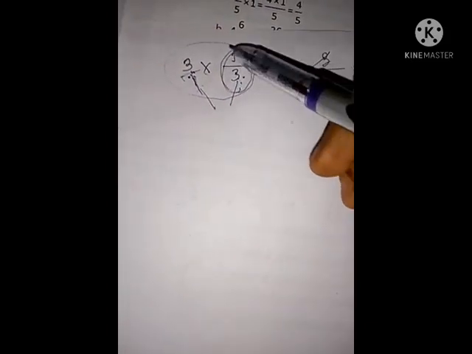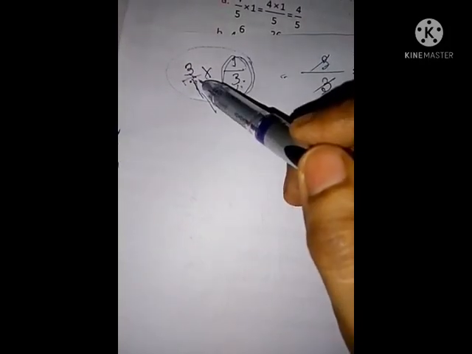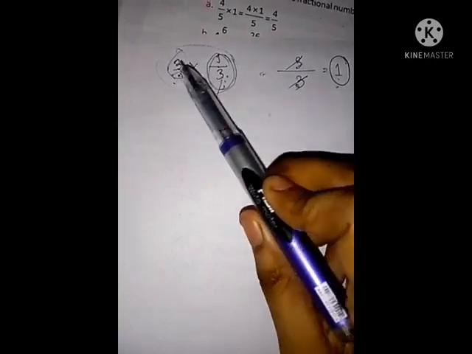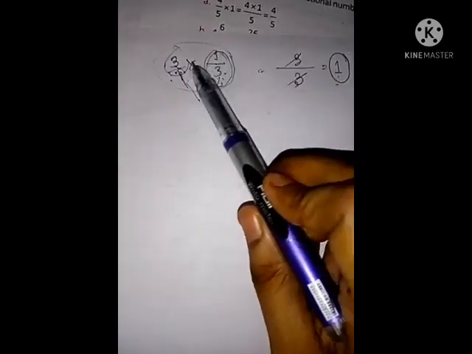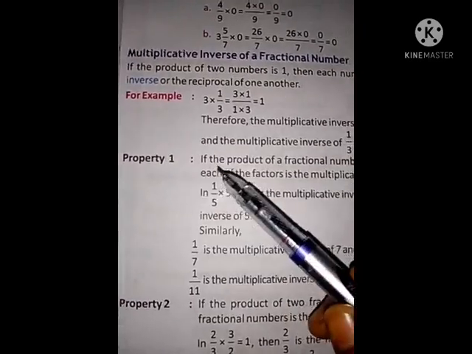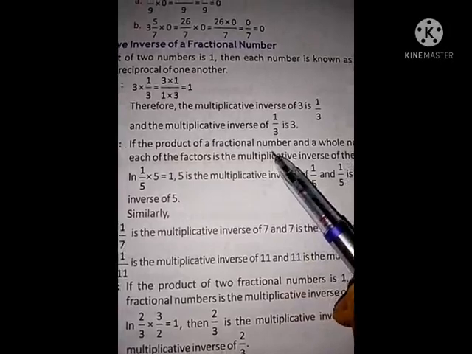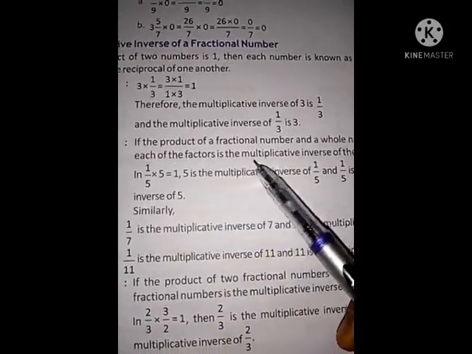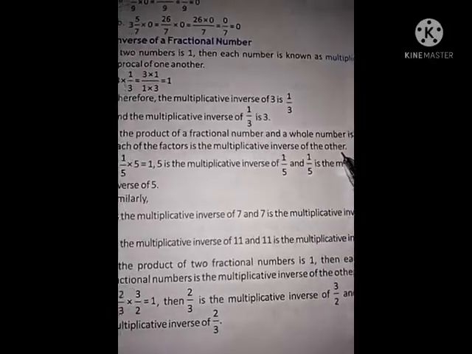The multiplicative inverse of 3 is 1 by 3, because if we multiply 3 and 1 by 3, we get 1. Remember this, okay? See property 1. If the product of a fractional number and a whole number is 1, then each of the factors is the multiplicative inverse of the other.